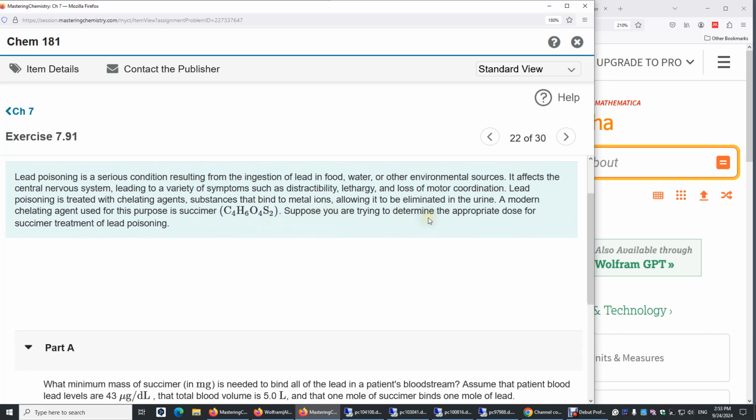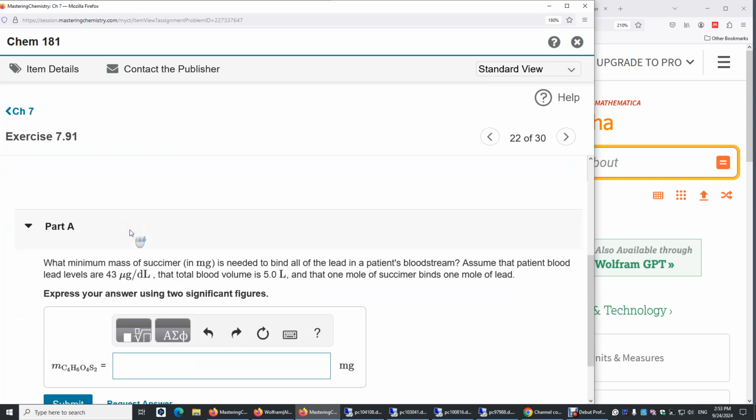Suppose you're trying to determine the appropriate dose for Succimer treatment of lead poisoning. Part A. What minimum mass of Succimer is needed to bind all of the lead in a patient's bloodstream? Assume that patient blood lead levels are 43 micrograms per deciliter. The total blood volume is 5.0 liters. 1 mole of Succimer binds 1 mole of lead.